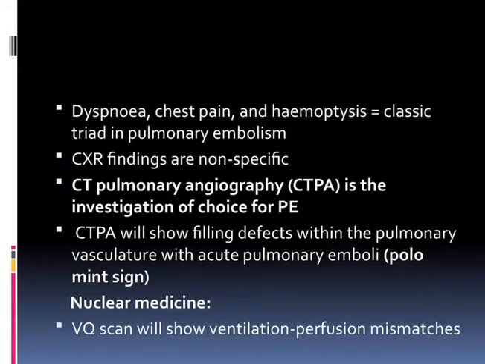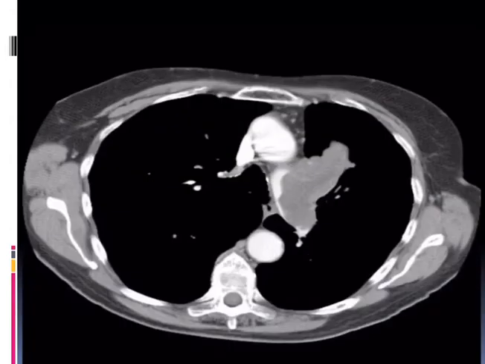So the timing will be according to the contrast appearance in the pulmonary arteries. And it will show you filling defects in the pulmonary vasculature with acute pulmonary embolism. This is called the Polo Mint sign. What do you mean by Polo Mint sign? Polo Mint, remember the candy with a central hole, originally introduced by the brand Polo. So that was termed Polo Mint.